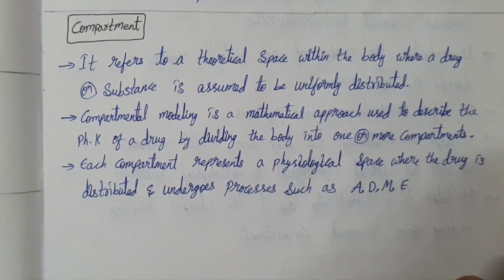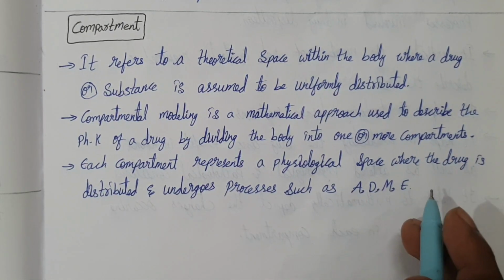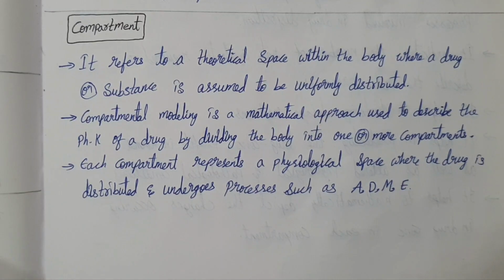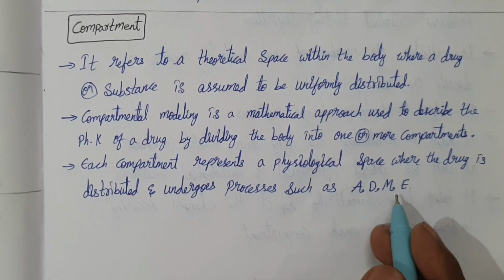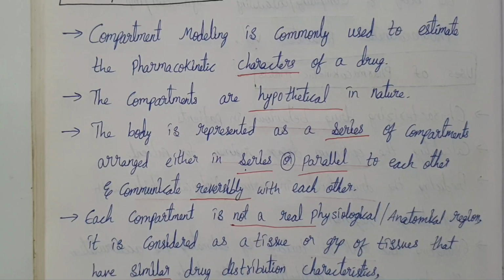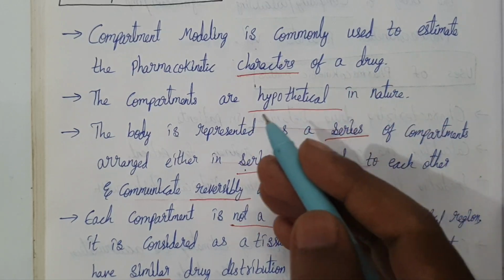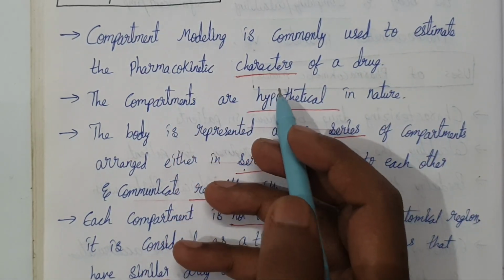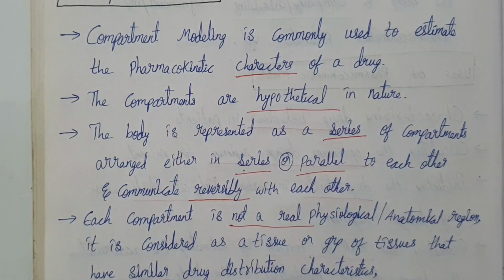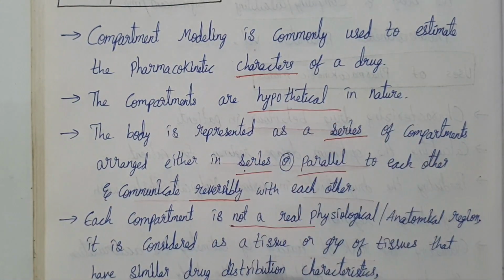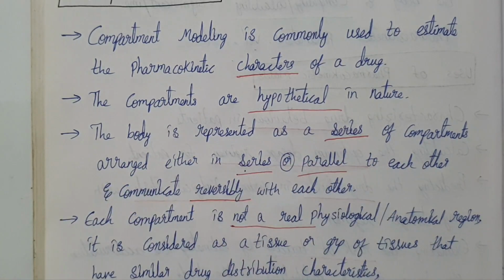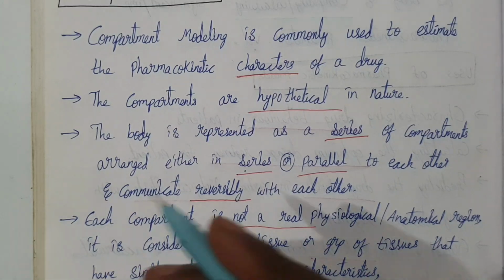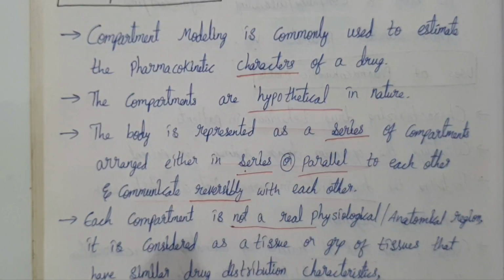It's not a real organ, just a mathematical area used to describe drug movement and to represent the processes such as absorption, distribution, metabolism, and excretion. So compartment modeling is a commonly used method to estimate the pharmacokinetic characteristics of a drug, such as ADME. These compartments are hypothetical in nature, and we divide the body into one or more compartments to track how the drug enters, distributes and leaves each one.